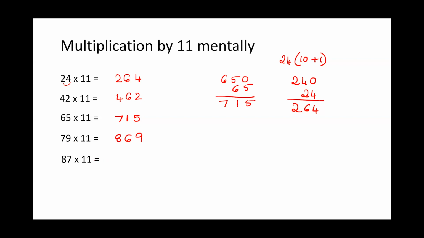87 into 11. Now, 7 plus 8 is 15. That is a carry forward of 1. So 8 will become 9, 5, 7. 98 into 11. Now, you know 9 plus 8 is 17, which gives a carry forward of 1 to 9. So that becomes 10. 9 plus 8 ends in 7 and 8.